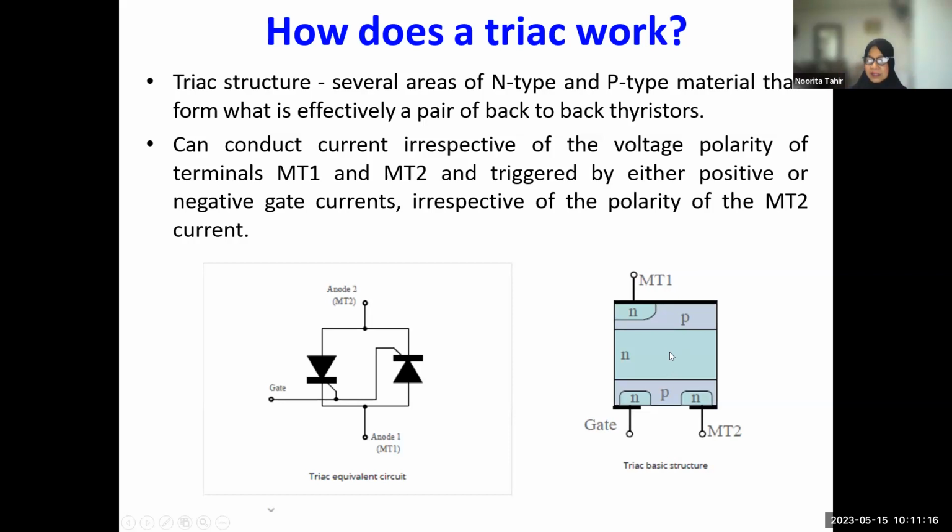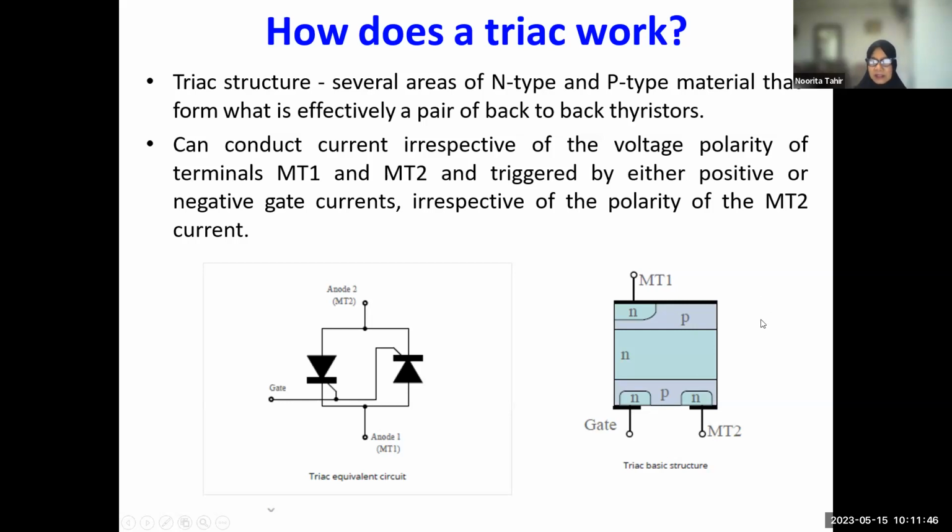So the triac structure is shown below here, and it can be seen that several areas of N-type and P-type material form what is effectively a pair of back-to-back thyristors. Okay, NPN. Okay, and then kita pun ada NPN. Begini, ya. So the triac is able to conduct in a number of ways, more than the thyristor, ya.